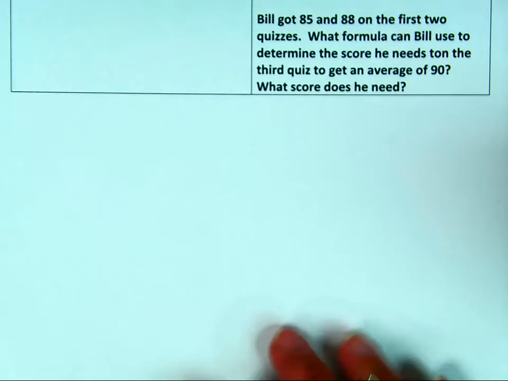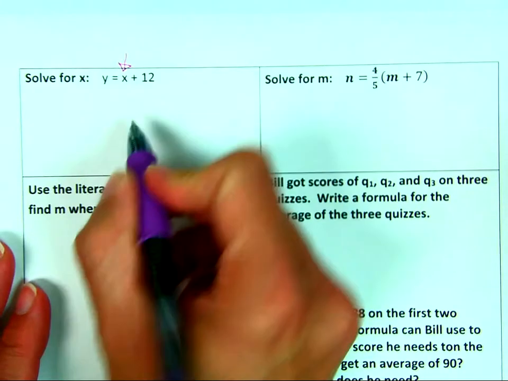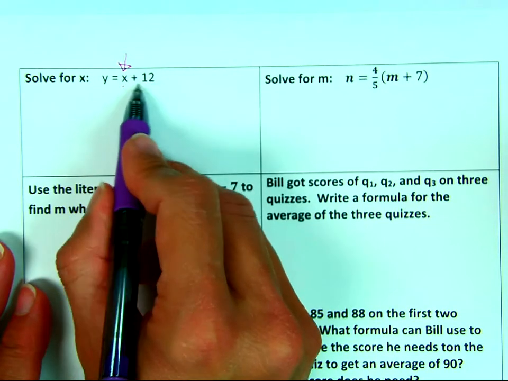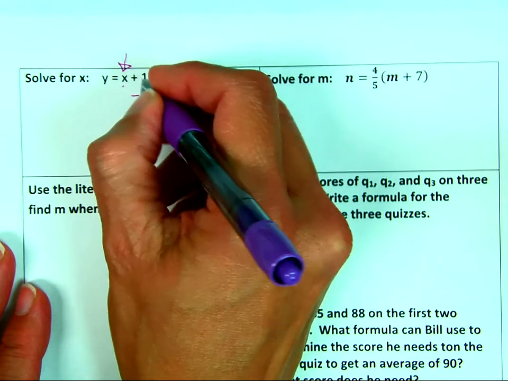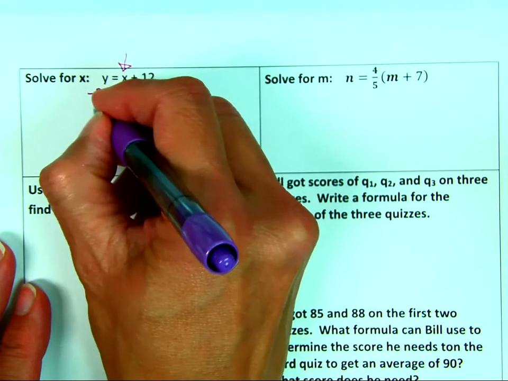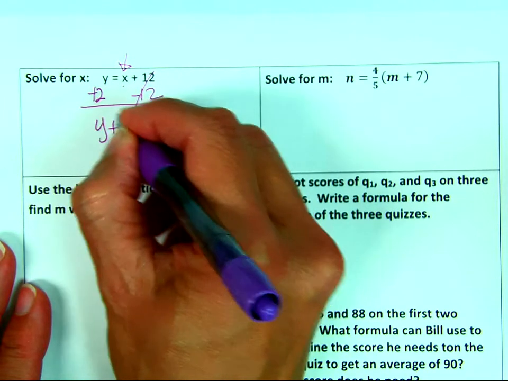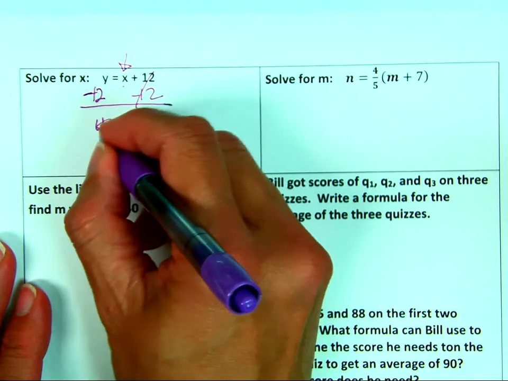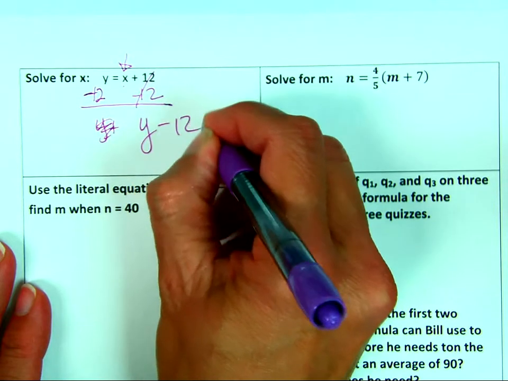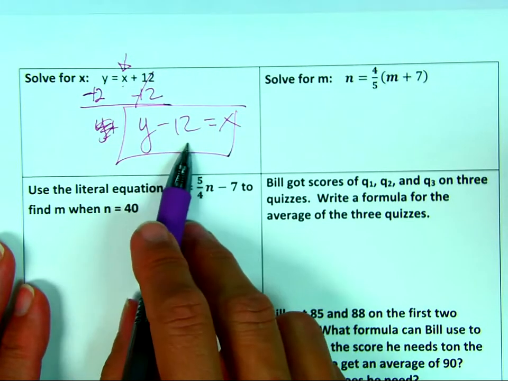Okay, let's just try to solve some plain old equations. So this one, it says get x alone. If I need to get x alone, I have to get rid of this. What's it doing? It's adding. So I have to do the inverse operation. The inverse of adding is subtracting, the opposite. So I get y minus 12 equals x. So this is my formula solved for x.